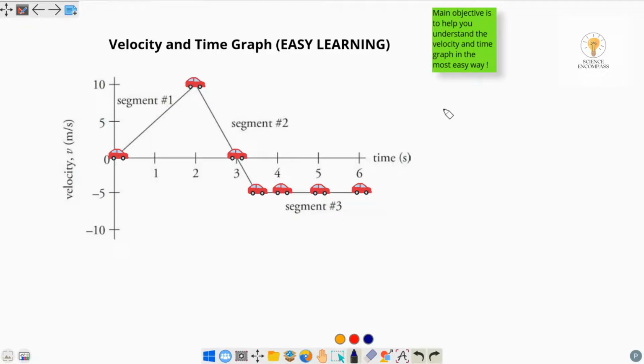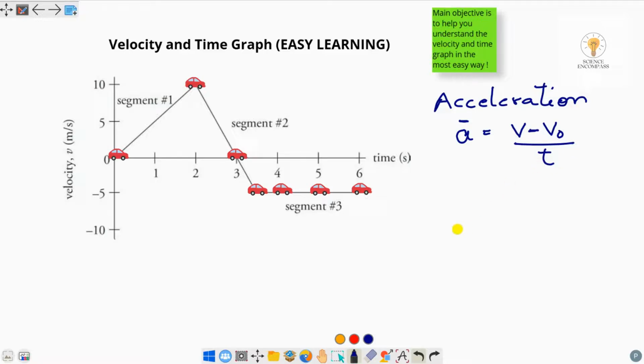Now, if I want to find out the acceleration, how should I go about it? So let me just write the word acceleration. We need a formula, okay? So acceleration, this is how we write: a bar equals (v minus v naught) divided by t. It's not complicated at all, and I will tell you in a minute. So a bar actually means average acceleration. I'll just write it ACC, okay?